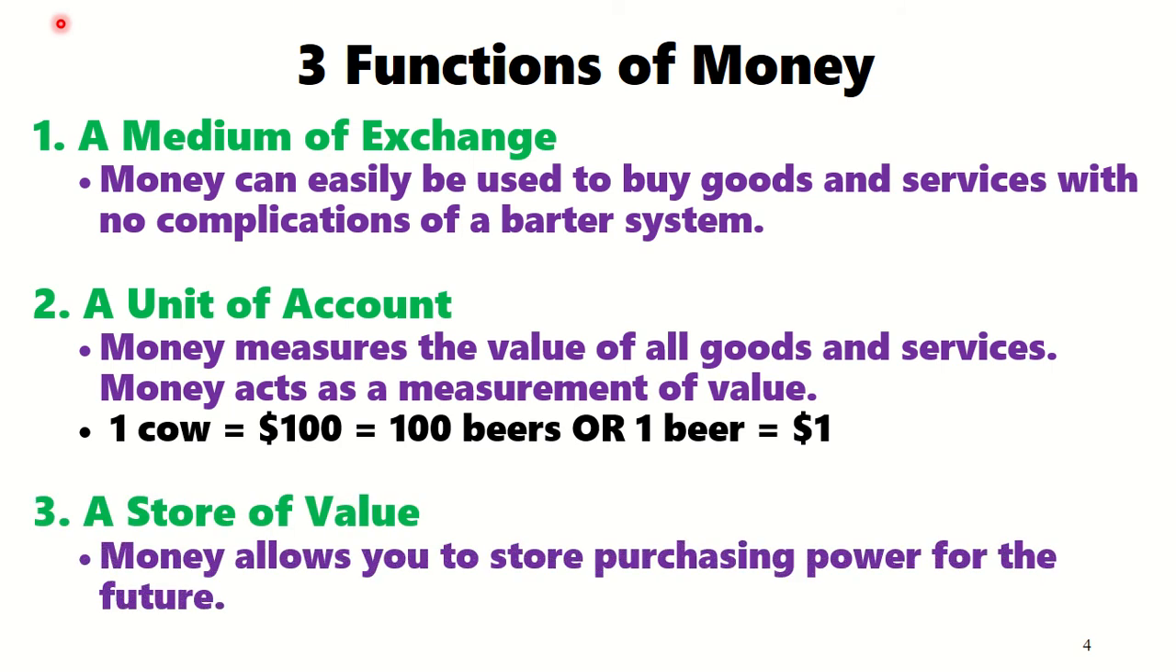And then a store of value. Money allows you to store purchasing power for later. You can't do that with your cow. Your cow is only going to live a certain amount of time, and you have to take care of it and all of those things.